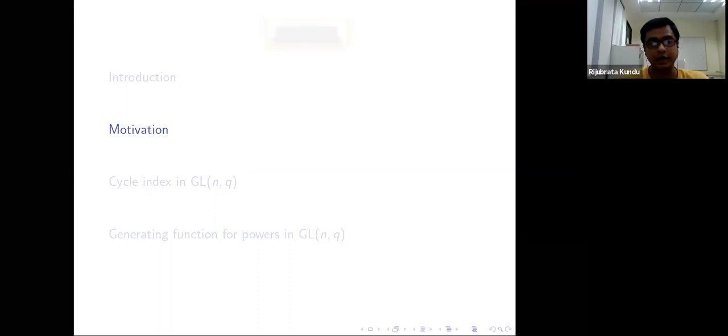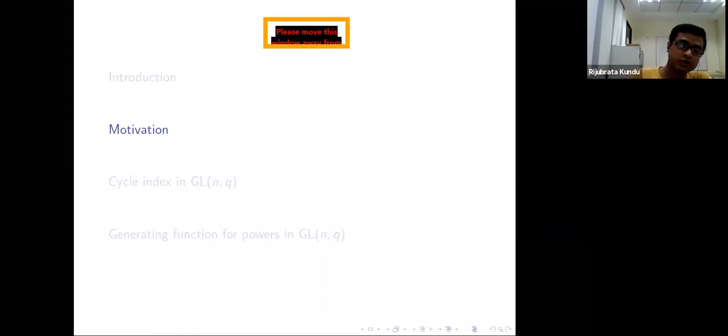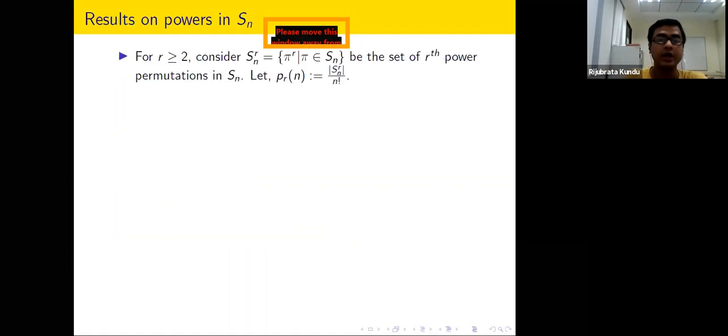A month back, Anupam had given a talk here, I suppose, and he had talked about asymptotics of power maps in finite reductive groups. He talked about a lot of results on word maps that have been proved in the last 2 decades. For the time constraint, I will skip that part on word maps, and we'll see some other motivation, and that motivation is coming from the study of statistical properties over symmetric groups.